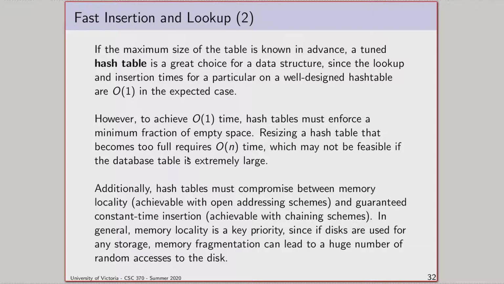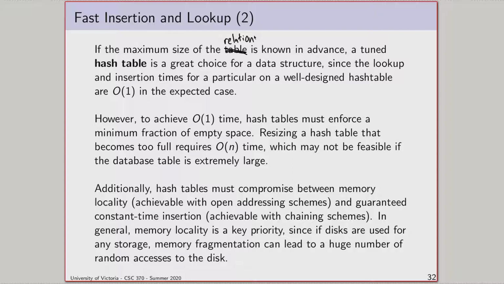So if the maximum size of your data, I'm going to say relation, just because we're going to talk about hash tables. If the maximum size of the relation is known in advance, a tuned, so a well-designed hashing scheme is a great choice. Because if you're not doing a range query, if I don't care about adjacent elements, I just want the one row that has this property, then a hash table is great because if we tweak all the parameters, the expected case lookup and insertion time is constant.